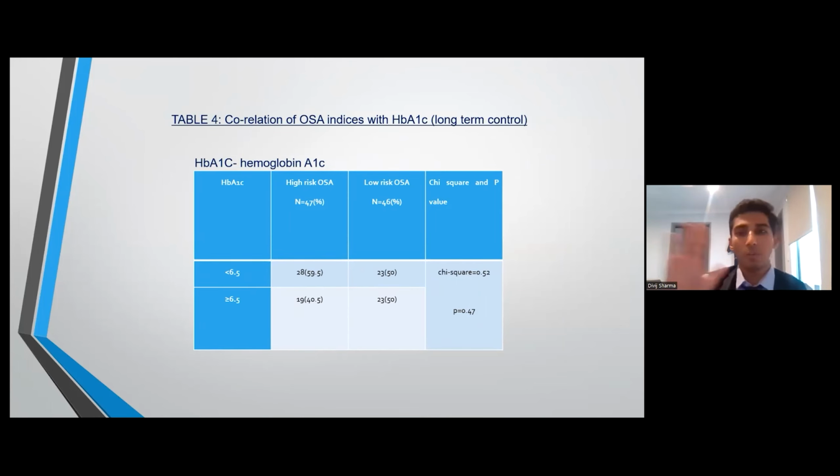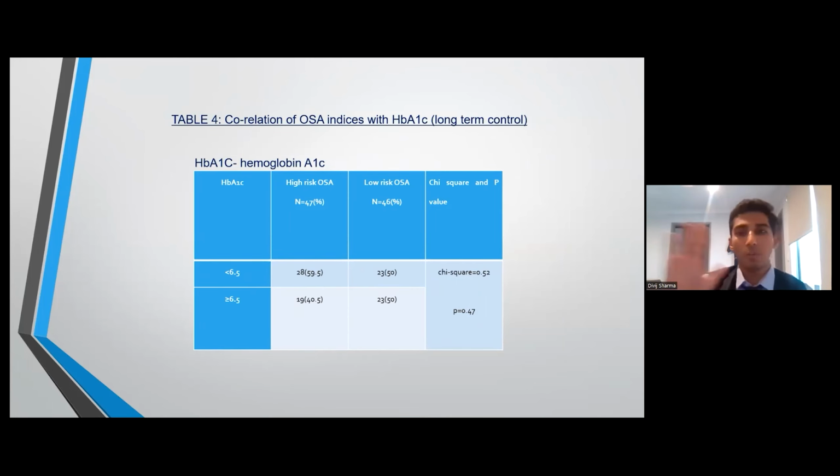From this one, we found that smoking and alcohol in patients with type 2 diabetes mellitus do not actually predispose to obstructive sleep apnea. Again, this is a bit contradicting with a few studies and consistent with a few others, but that's just from our statistical analysis. We could not find association in terms of poor diabetic control, alcohol, and smoking. They were not significantly associated with high risk of obstructive sleep apnea.